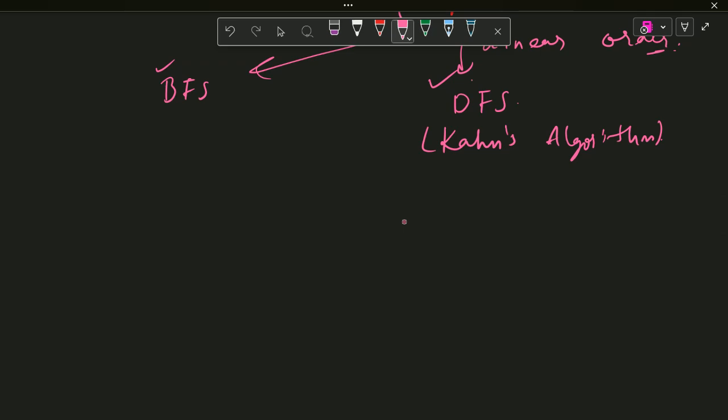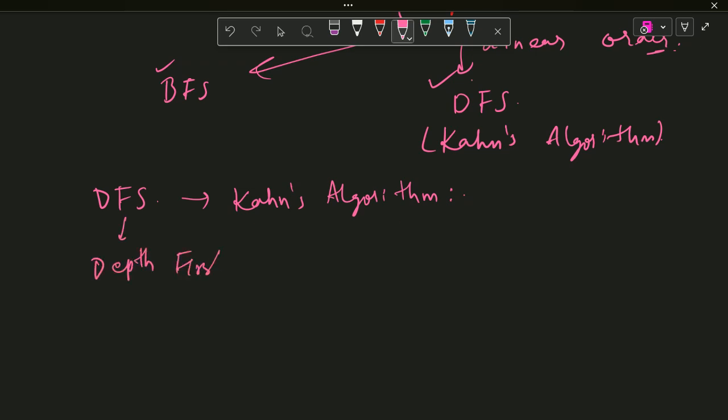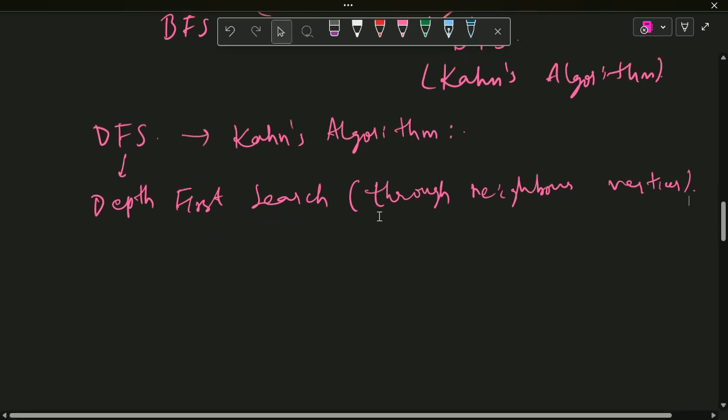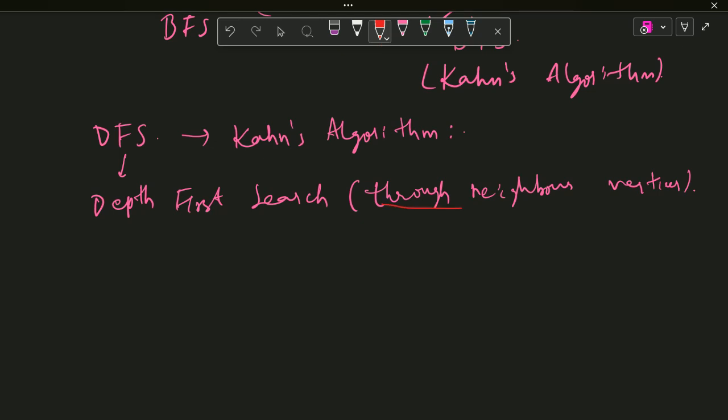Now we solve this using BFS, which is called Kahn's algorithm. How this is solved is, we maintain... first, what is DFS? It is depth first search, in which we go through the neighboring vertices. Through neighbor vertices, we go on searching for the other elements using the neighboring vertices.